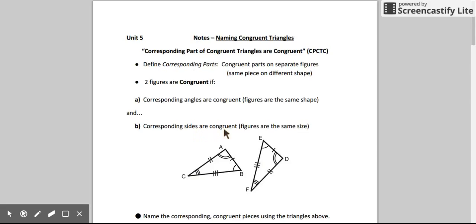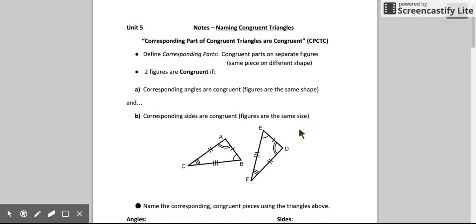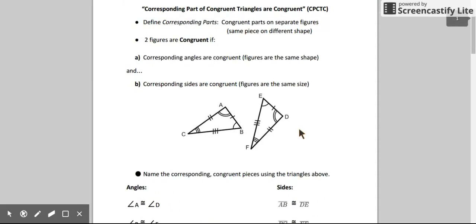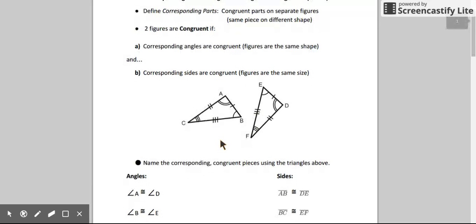Side lengths are what create a figure's size. So if I have corresponding side lengths that are congruent, I must have two shapes that are the exact same size. And if I have two shapes that are the same shape and the same size, they must be the same. So they must be congruent. So if we can figure out which pieces are corresponding and we're dealing with congruent shapes, they must be congruent. If I know I'm dealing with congruent shapes, then I must be able to find corresponding parts that are congruent. So it's the same forwards and backwards there.